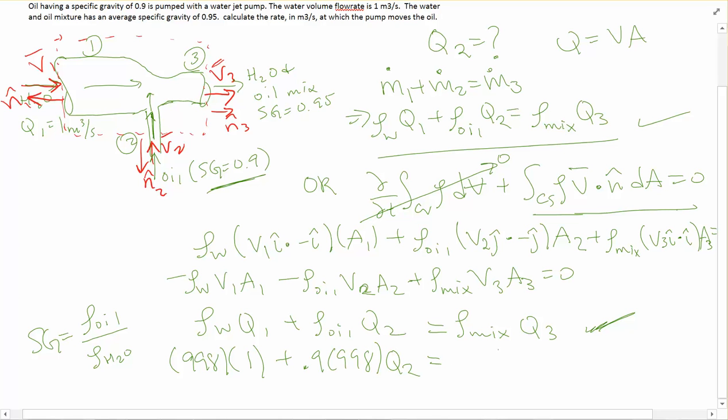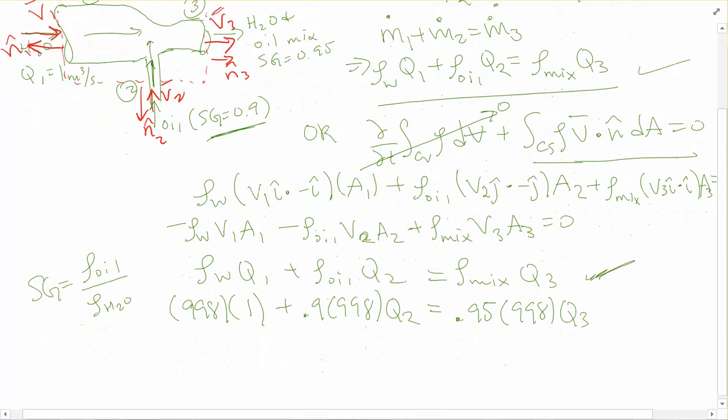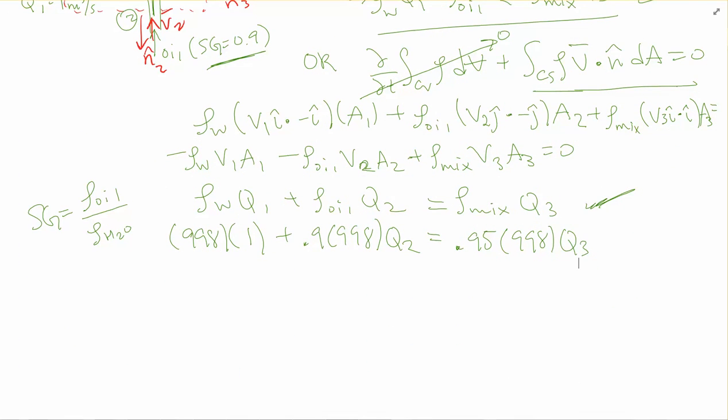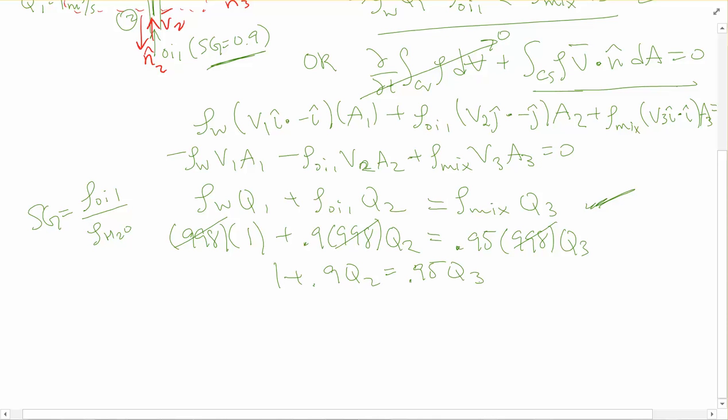And then again, for the mix, we were given the specific gravity, that was 0.95, so for the density of the mixed fluid, we'll have 0.95 times the density of the water, which is 998 times Q3. You can see that these 998s are all going to cancel. That leaves us with 1 plus 0.9 Q2 equals 0.95 Q3. Now remember, what we want is this Q2. We still have this Q3 in here, so we need another equation so that we can solve, because we can't solve for two unknowns right now.